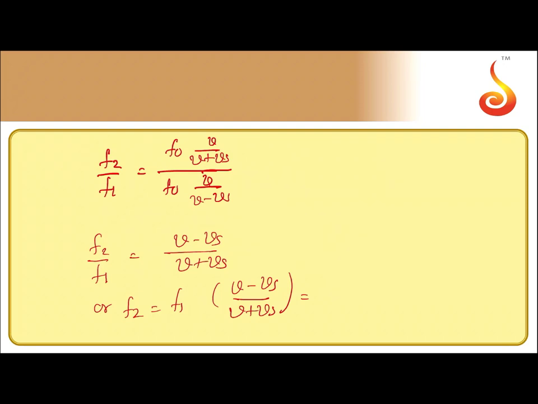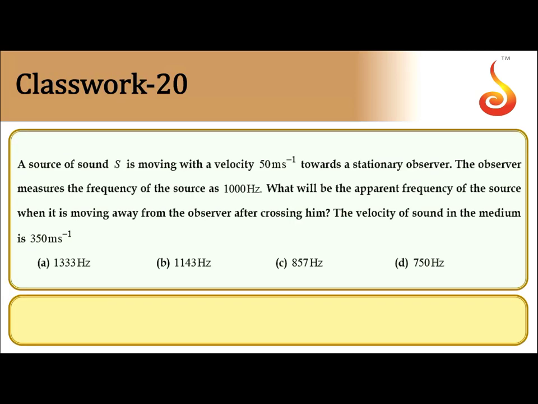Do we know the value of F1? Yes, that is 1000, times 350 minus 50 divided by 350 plus 50. You can simplify it further, and it gives us 750 Hertz. So 750 Hertz is the frequency of the sound recorded by the observer when the source moves away from him.